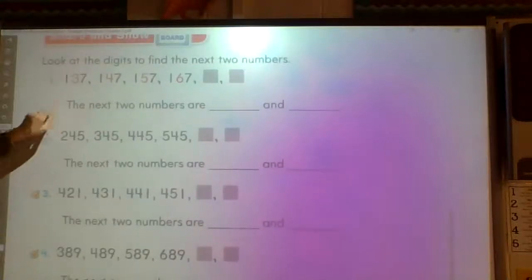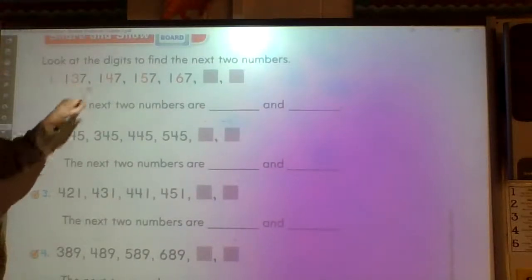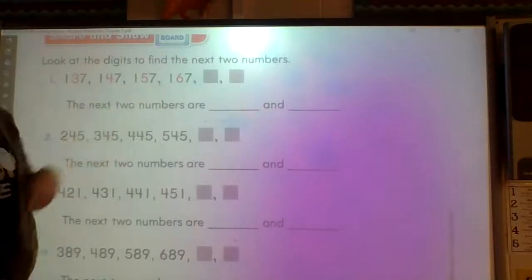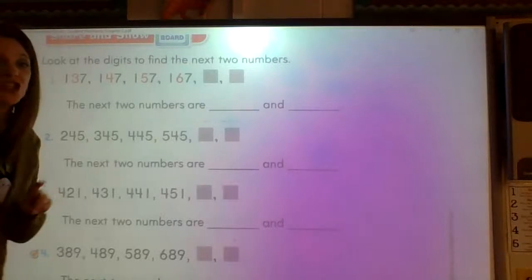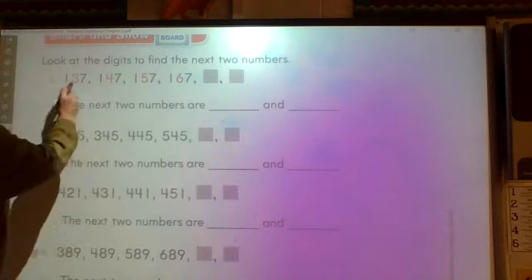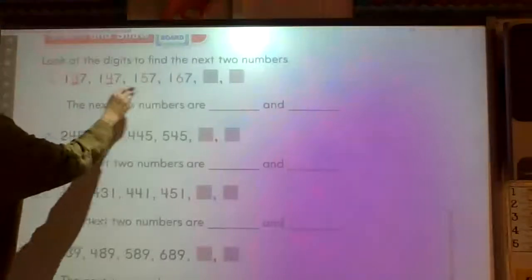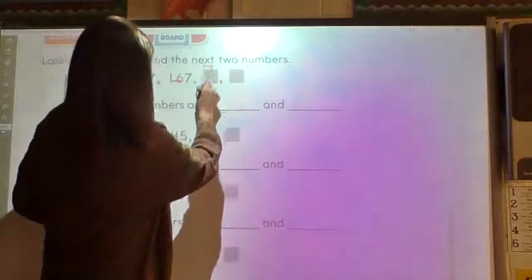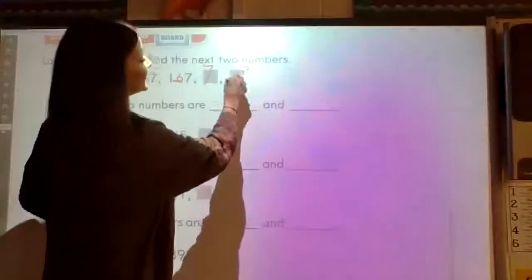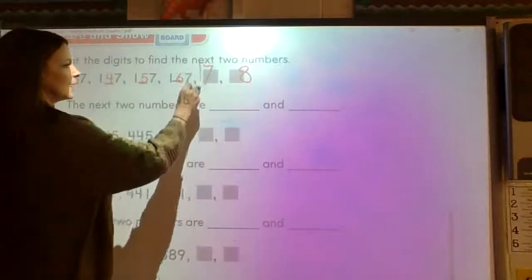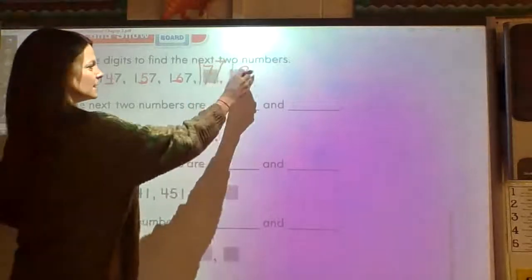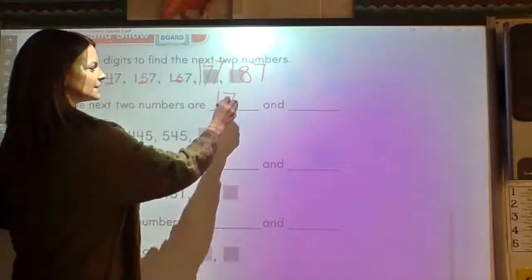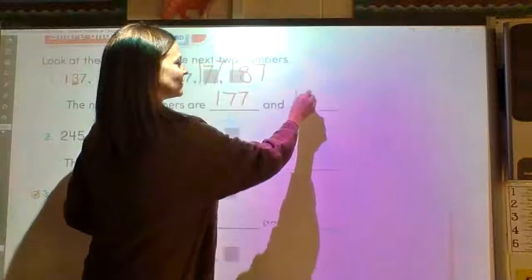Because I see 137, 147, 157, 167. So if I just go back and read just the red digit now, I would say 3, 4, 5, 6. What am I going to say next? 7. And then what? 8. And then I can add in my hundreds and ones, my hundreds and ones. The next 2 numbers are 177 and 187.